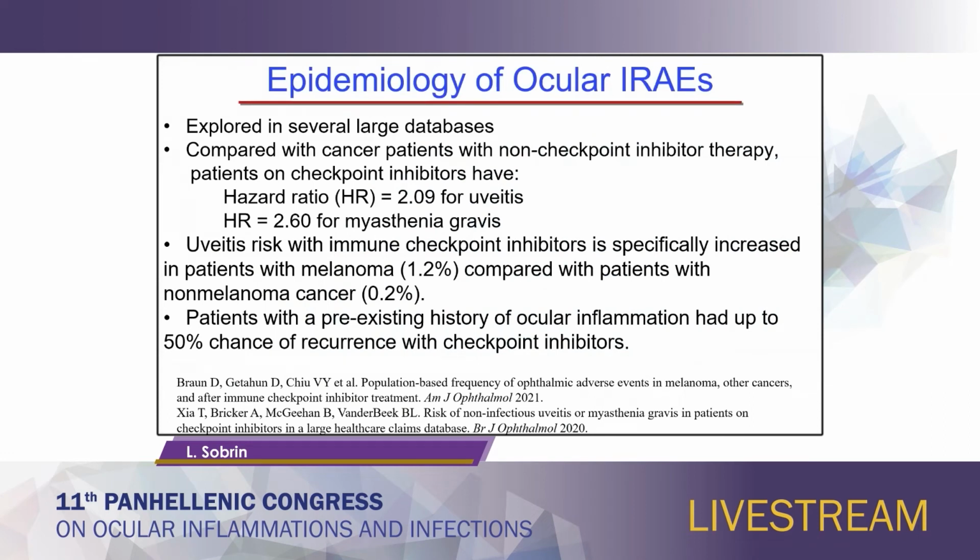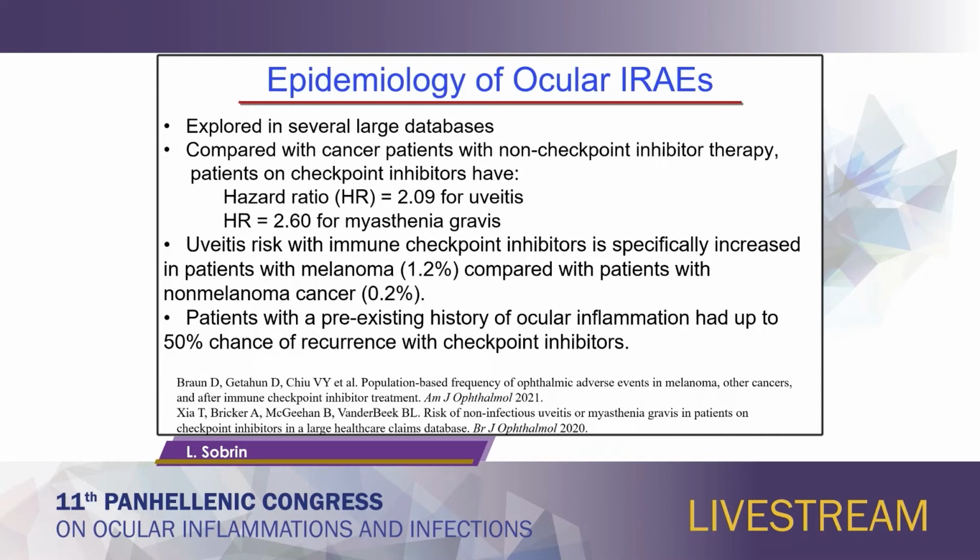We're learning about the epidemiology of ocular immune-related adverse events through large databases. One thing we've learned is that when compared with cancer patients who are on other therapies that are not checkpoint inhibitors, patients who are on checkpoint inhibitors have a hazard ratio of 2.09 for developing uveitis and 2.60 for developing myasthenia gravis. We also know that patients with melanoma are at increased risk of developing uveitis as compared to patients without melanoma who are also being treated with checkpoint inhibitors.